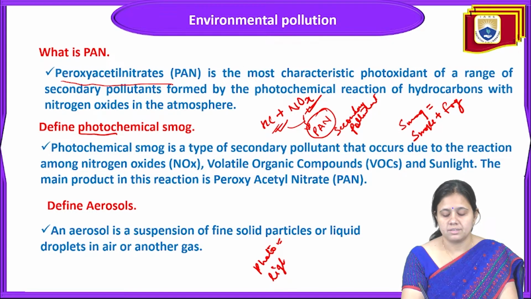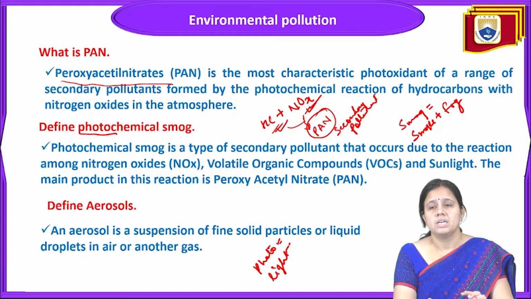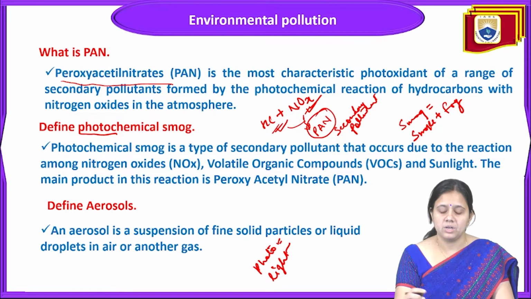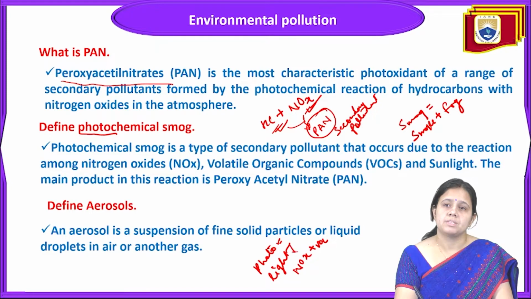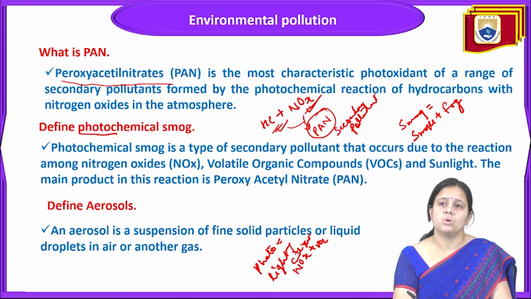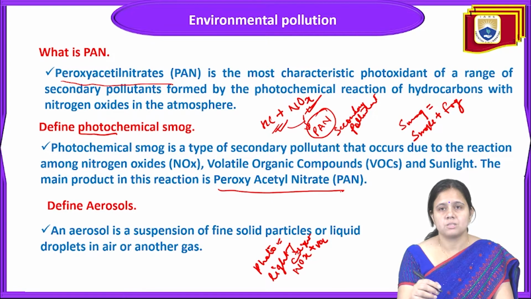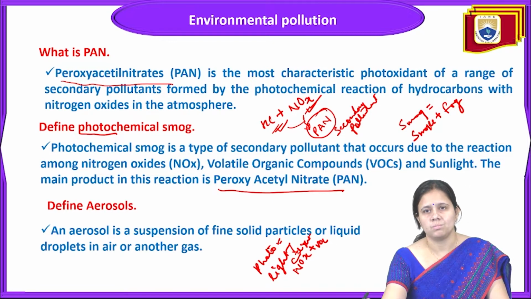Photo is equal to light. So this photochemical smog is a secondary pollutant, and it forms due to the reaction among nitrogen oxide, volatile organic compounds and sunlight. That is, the reaction of NOx with VOC in the presence of sunlight. That's why it is named photochemical smog, and the product formed is called peroxyacyl nitrate. So PAN is responsible for this photochemical smog pollution.